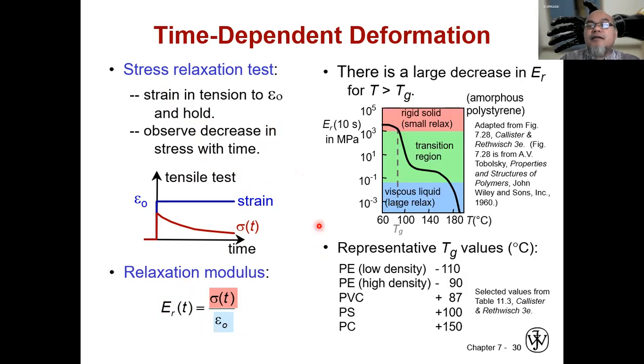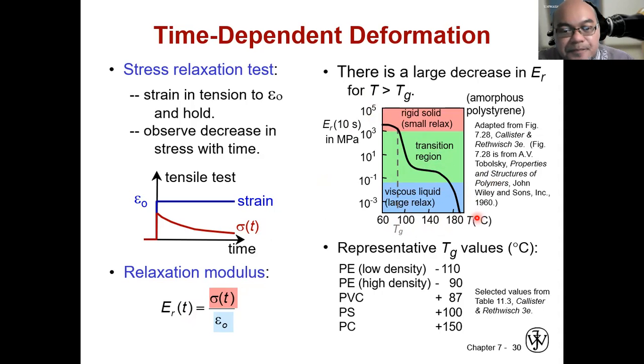When the temperature of the material is above the glass transition temperature, the transition region, Tg, then there will be a large decrease of this relaxation modulus. This is the transition region. For temperature larger than Tg, for example, this Tg is here, and the process temperature is above this, so here the E_r will immediately decrease.